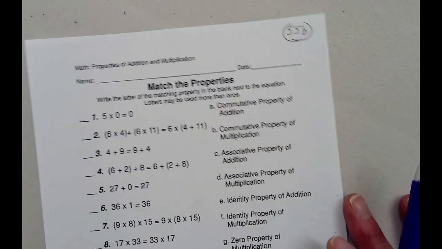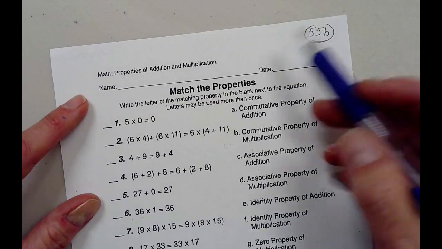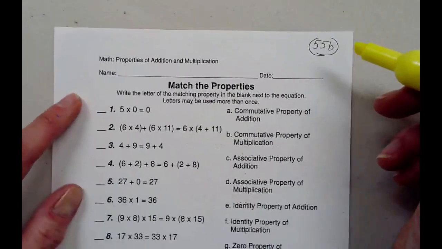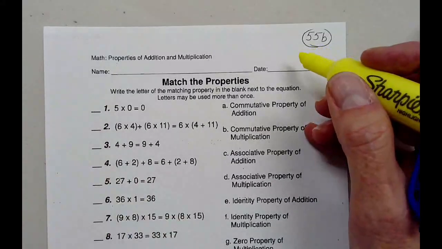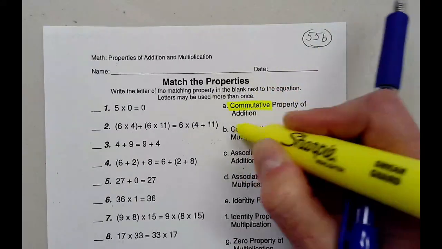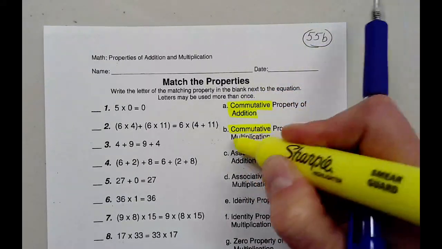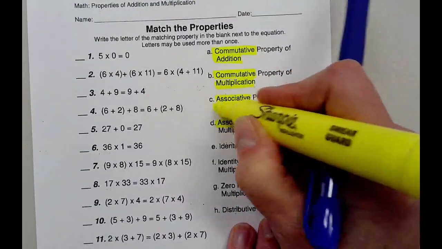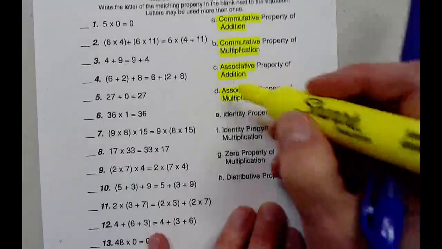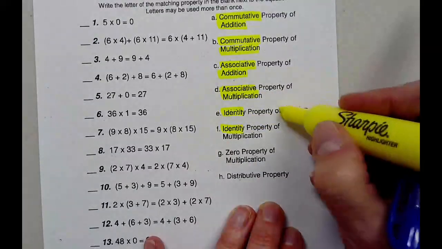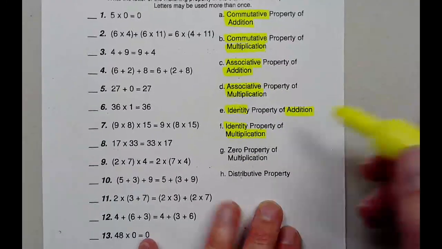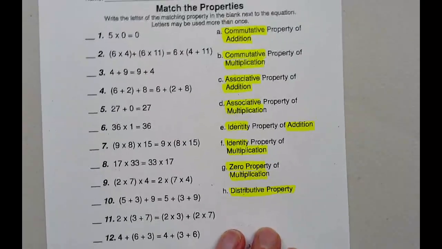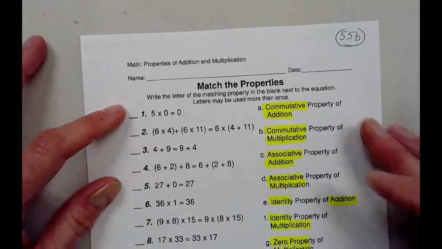The next page is using that information we just talked about to match and identify the properties. It's really important when doing this to look at 2 things. Notice on the property list on the right, we have commutative twice because one is for addition and one is for multiplication. We have associative property twice. One is for addition, one is for multiplication. We have the identity property twice. One is for addition, one is for multiplication. We have the 0 property of multiplication, and then we have distributive property.